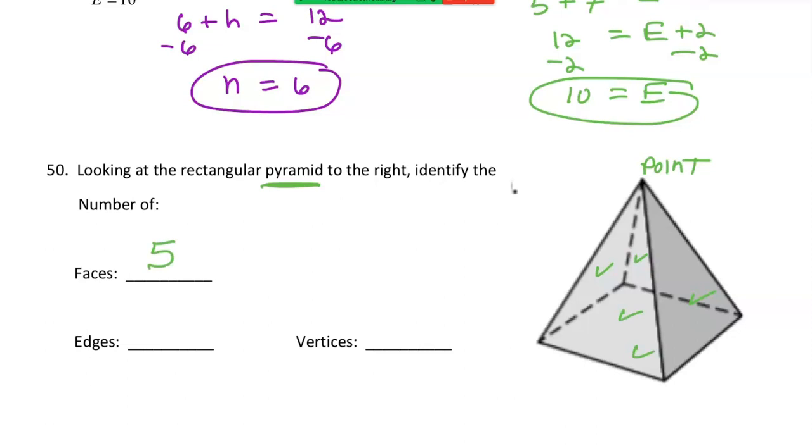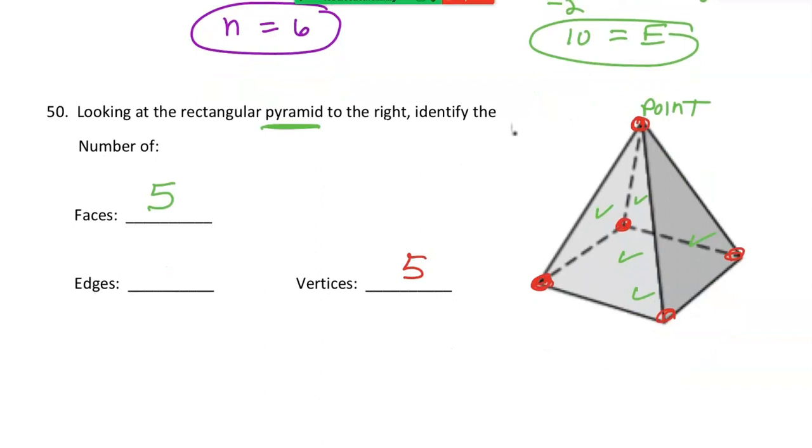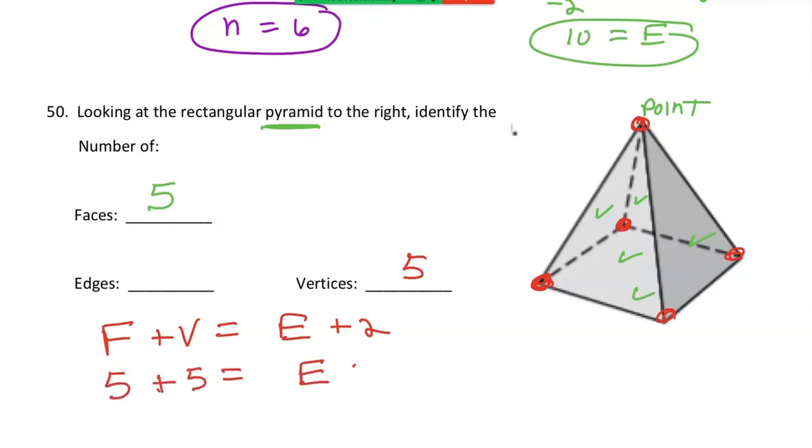Okay, the number of vertices. I like counting those next because I think they're easy to count. Here's 1, 2, 3, 4, 5. Now, I personally think edges are harder to count because there's usually more of them. So I'm going to use Euler's formula, and I'm just going to solve for my edges. I know that my faces were 5, my vertices were 5. So that has to be E plus 2. So 10 is E plus 2. Subtract 2 from both sides, and E is 8.